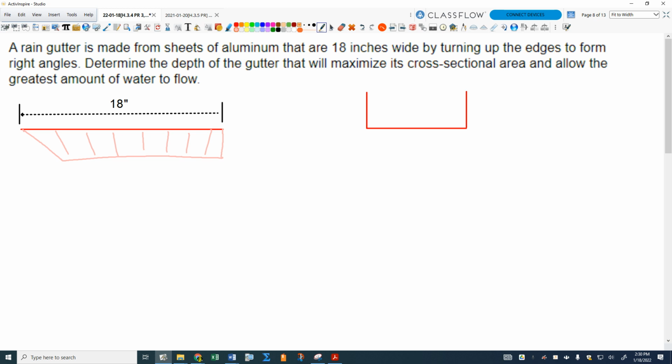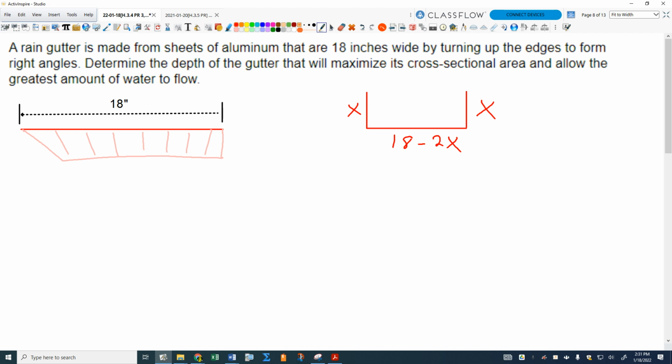Okay. So let's just say that if I call the height of this thing x, it's going to be the same on both sides, obviously, right? It wouldn't make sense for us to have one higher than the other. The water would just spill out, right? What does that make the bottom dimension then? The whole piece of metal is 18 inches wide. What do you think, Aubrey? The 18 minus 2x. That's it, right? 18 minus 2x. Everybody see that?